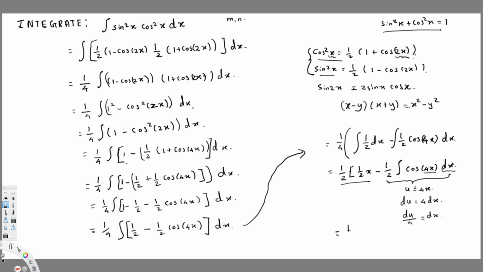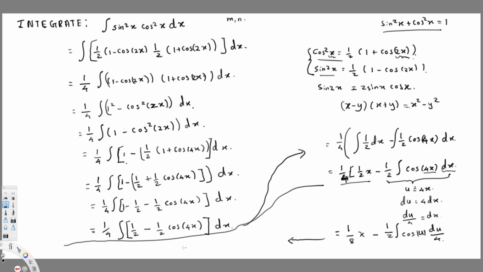So this is going to be 1 over 4 actually. So 1 over 4, let's multiply this one right here. So this is 1 over 8x minus half integral of cos, instead of 4x I plug the u, so this is going to be u. Instead of dx I plug this du by 4, so this is going to be cos u times du by 4. So now I have written it in terms of u. I can bring this 4 to the front. It's a constant, so I can bring it to the front.